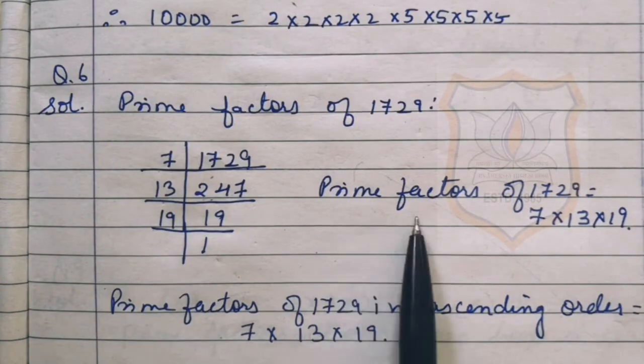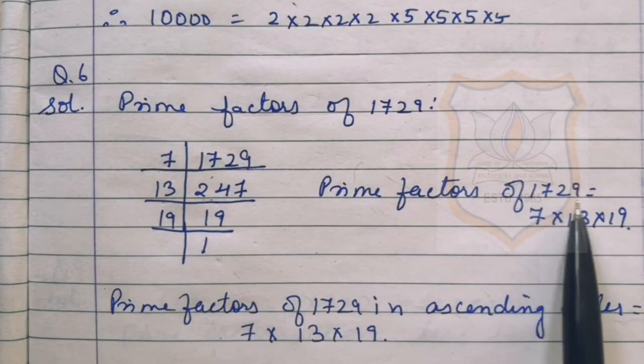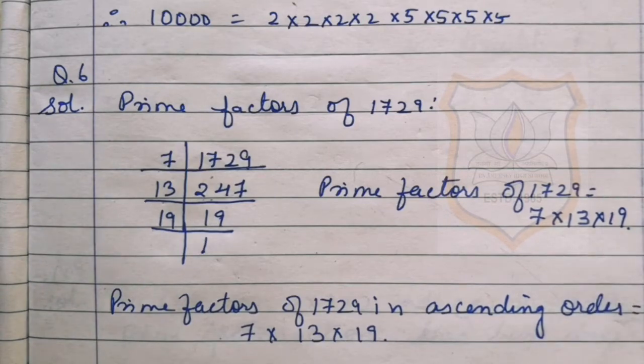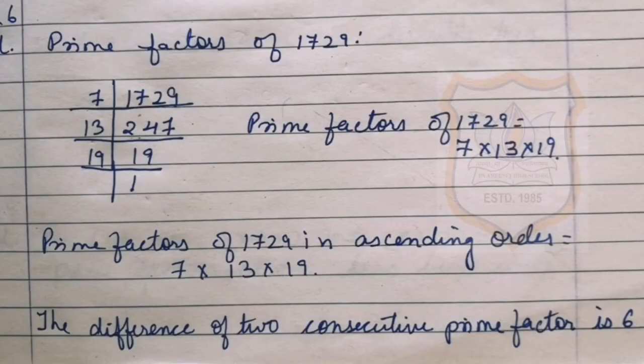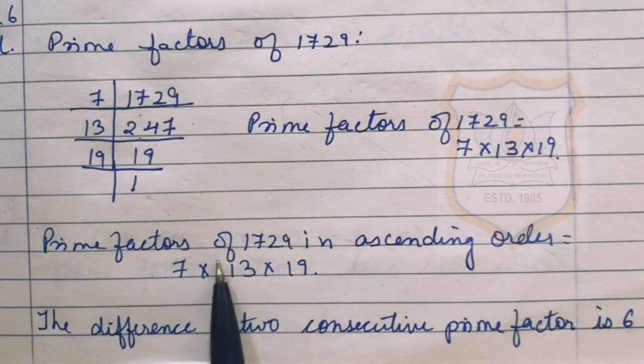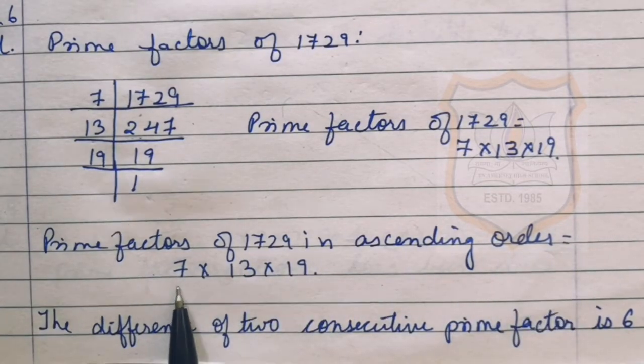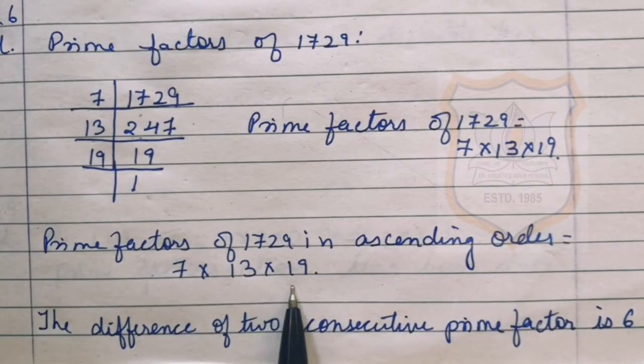Now the prime factors of 1729 are 7 into 13 into 19. Next, the question asked to write the prime factors in ascending order. So prime factors of 1729 in ascending order is equal to 7 into 13 into 19.